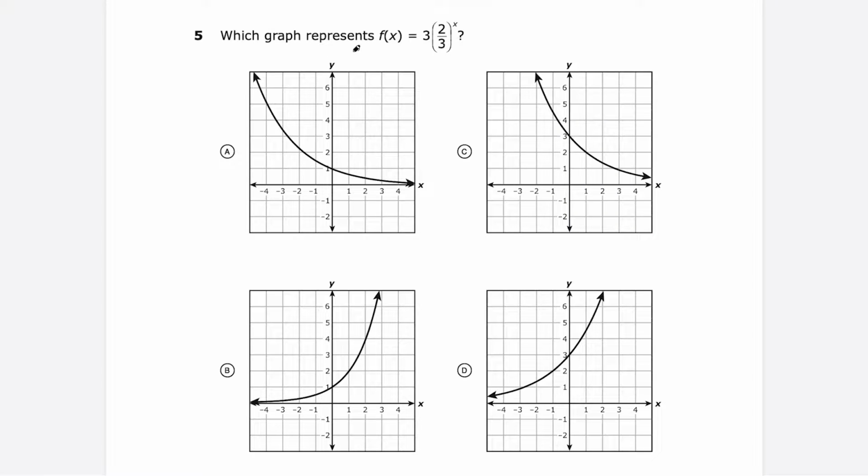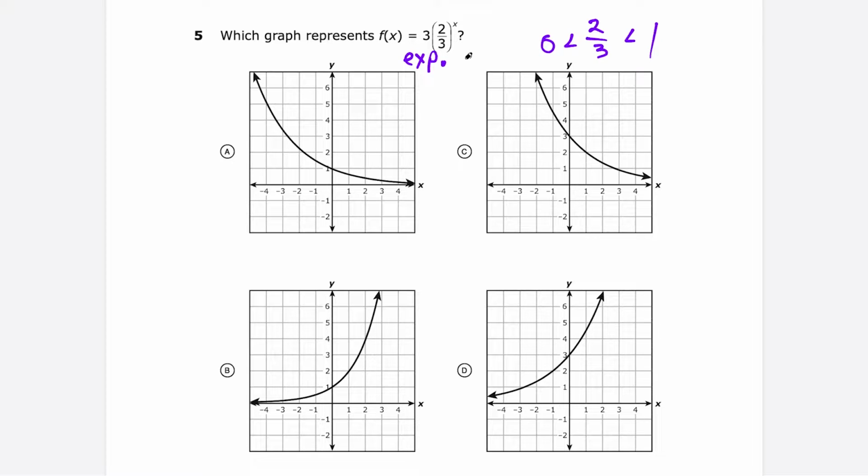Question 5, we want to know which graph represents f of x, and we have this exponential function here. So if we want to practice this first without a calculator, and then I'll use the calculator just to be 100% sure what our answer is. To do this without a calculator, what jumps out at me is that we have an exponential function because we have a number to the x power. But notice that our base, 2/3, is between 0 and 1. So this tells us that we have exponential decay.